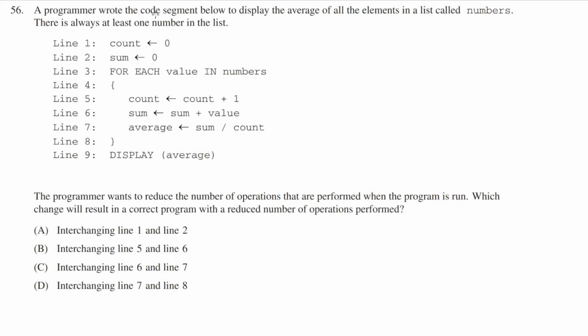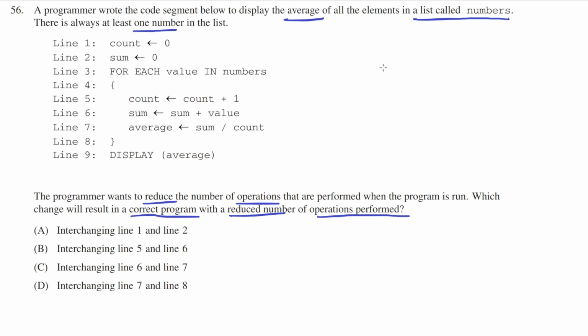A programmer wrote the code segment below to display the average of all the elements in a list called numbers. There's always at least one number in the list. The programmer wants to reduce the number of operations that are performed when the program is run. Which change will result in a correct program with a reduced number of operations performed?